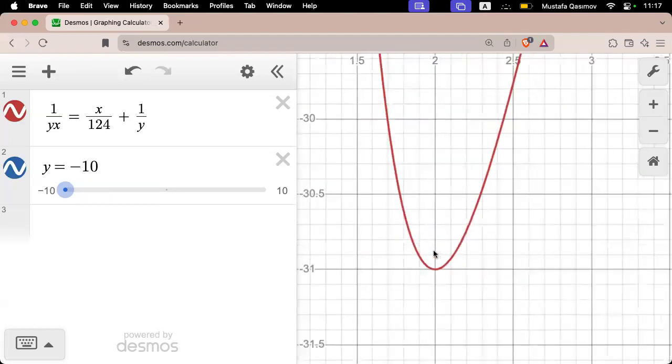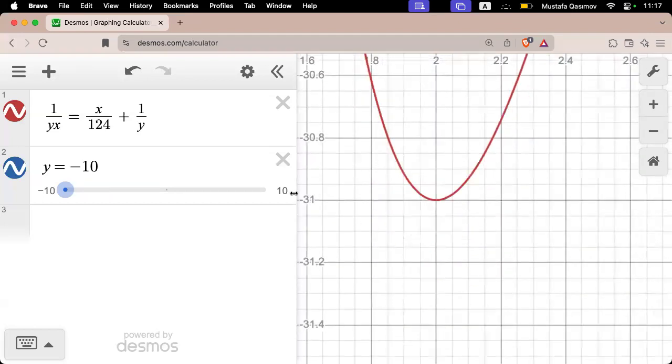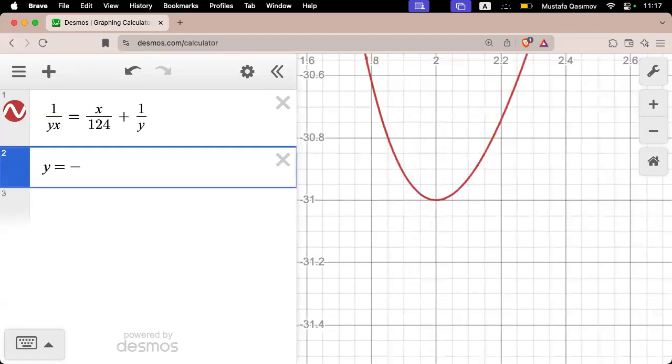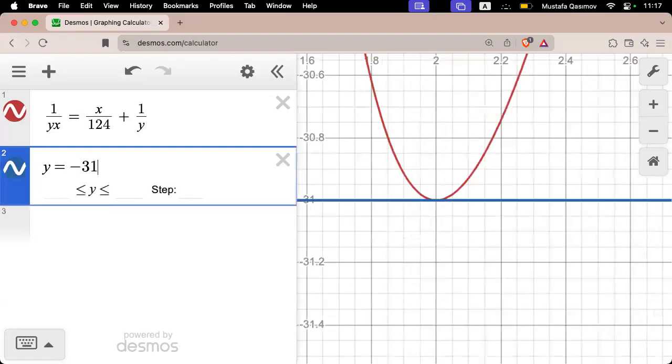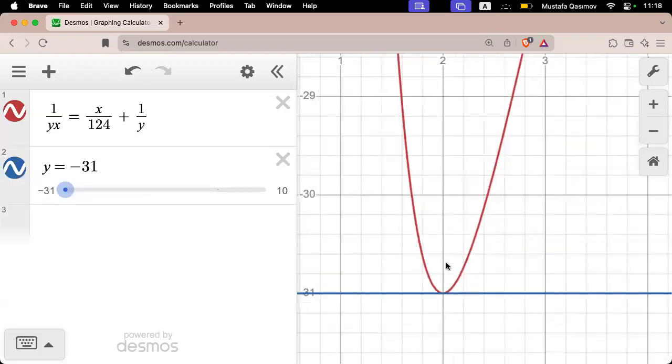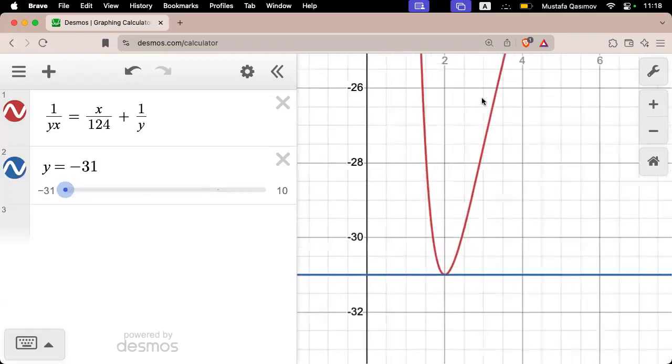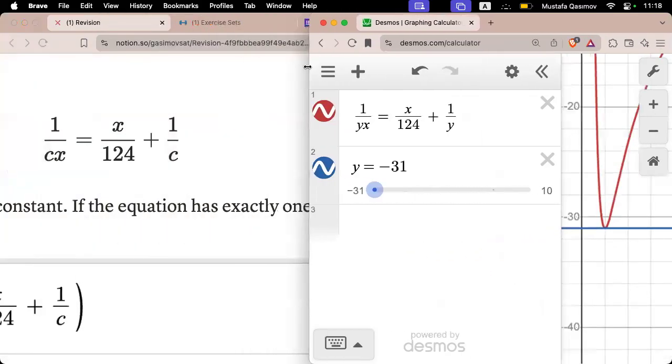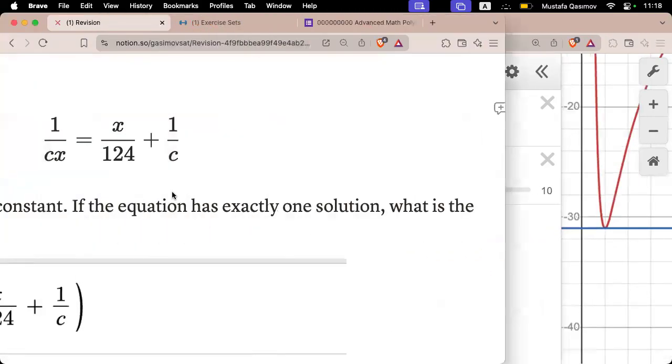And it is negative 31. Did you see? So when c is equal to negative 31, there is one solution. When c is greater than negative 31, automatically we have two solutions. Okay. And when it is less than negative 31, we have no solution. Is it clear? Okay, you can do this type of question like that easily.